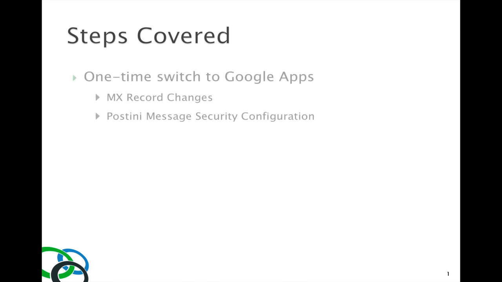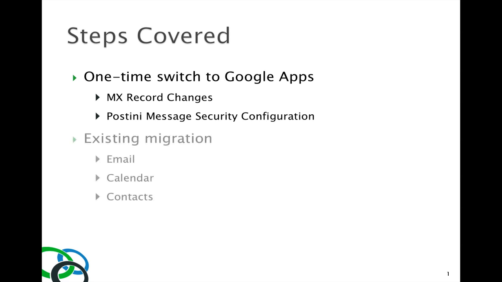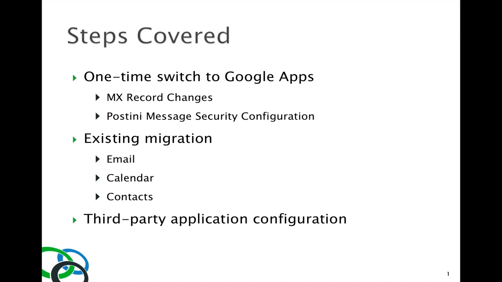This is step 4 of the process. So let's go ahead and take a look at the steps we're going to cover today. The first thing is the one-time switch to Google Apps. We're going to make some configuration changes to the MX records. We're also going to configure Postini message security. And next we're going to take a look at the existing migration of your email, calendar, and contacts. And then lastly, we'll take a look at third-party application configuration.